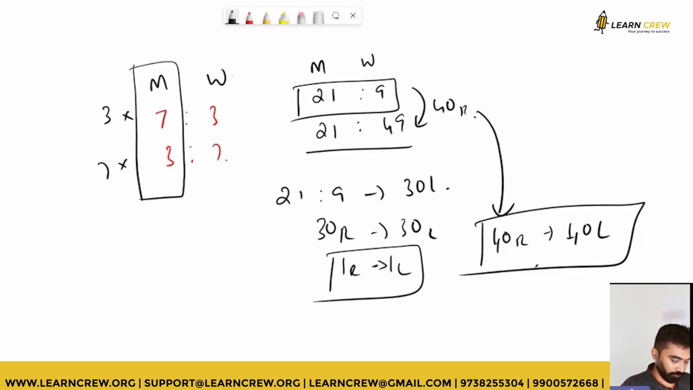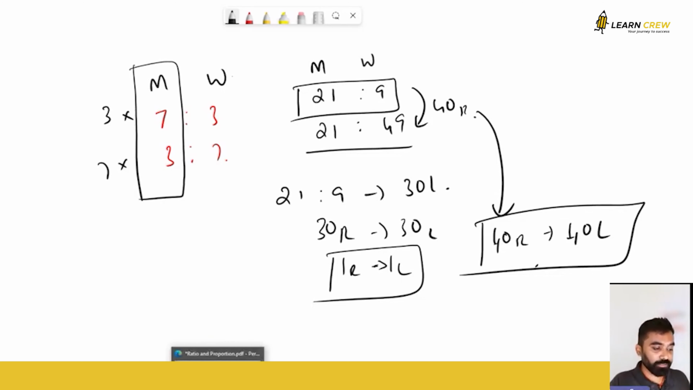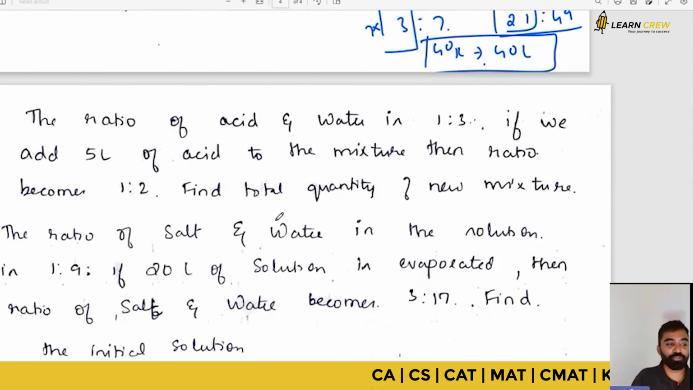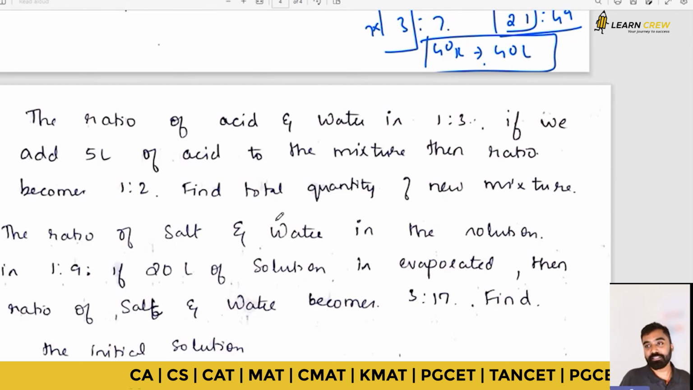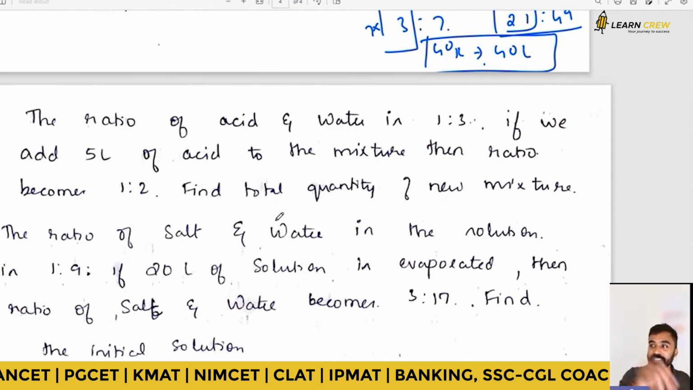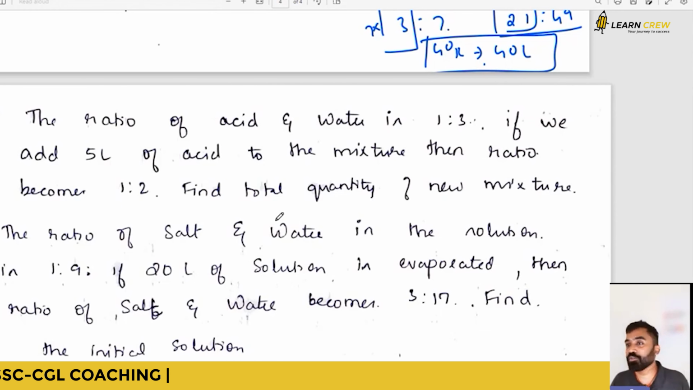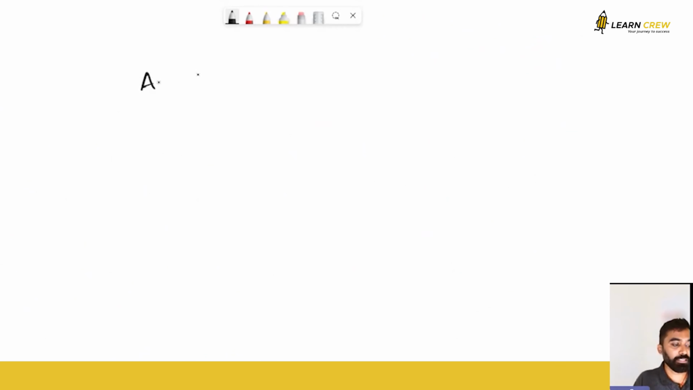Yes, sir. Okay, do the 30th one. Now in this 30th one, what have they asked? The ratio of acid and water is 1:3. If we add 5 liters of acid, here they have given the additional term: 5 liters of acid is added to it. Then the ratio of the mixture becomes 1:2. Find the quantity of the new mixture. How many liters is it? What are the total liters? Yes. Answer, acid and water.